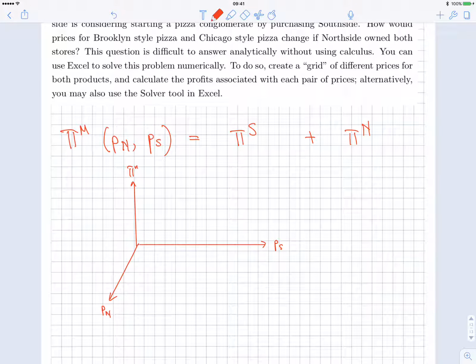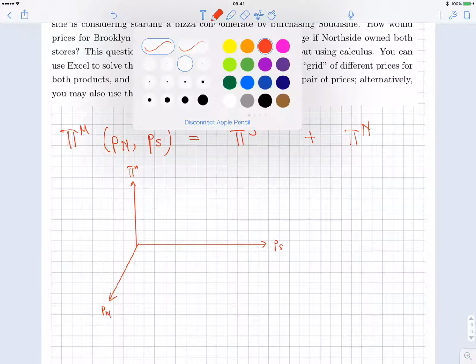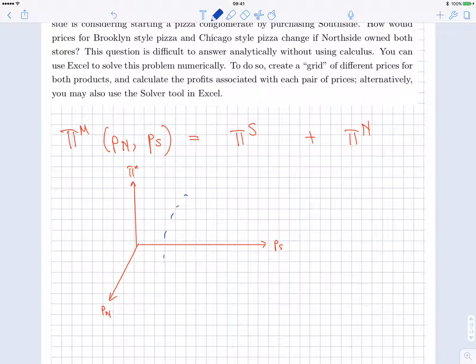If you look at the suggested solution using an Excel grid, effectively what it's trying to do is envision a three-dimensional space. You have Pn here, and you have Ps here, and you have profit of the monopolies here on the length here. And really what you should envision is something that looks like a cupola, like something that would look like this, perhaps. Right? And really what you're trying to do is find this point, where this set of prices gives you that highest profit. Okay, you're trying to find a set of prices such that that monopoly profit is maximized.